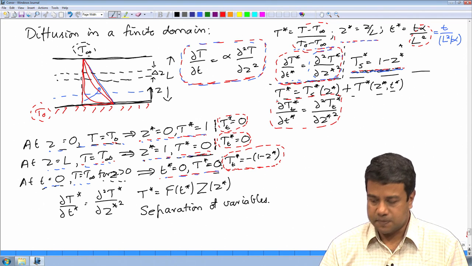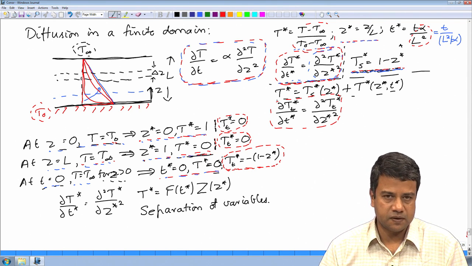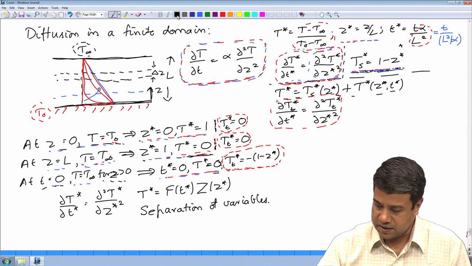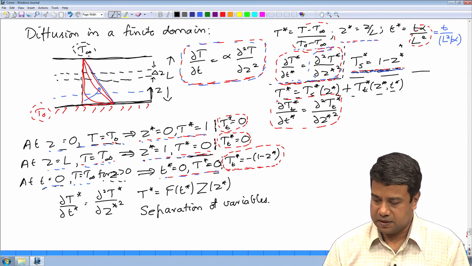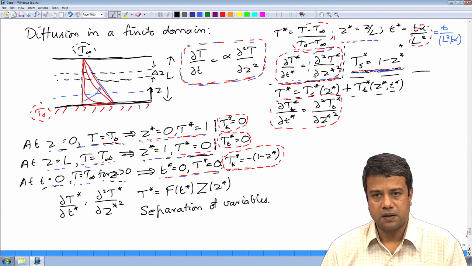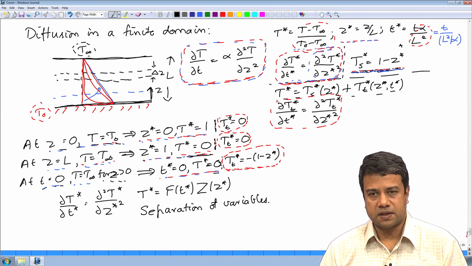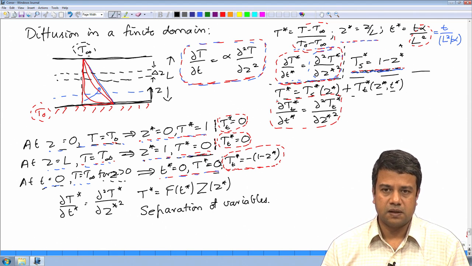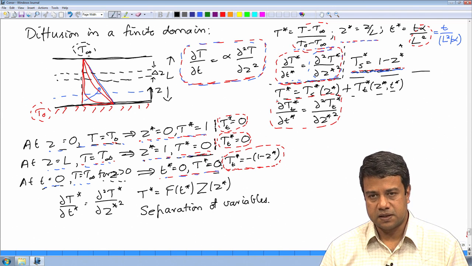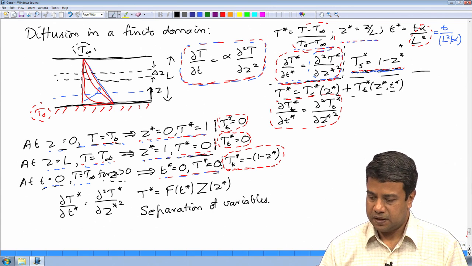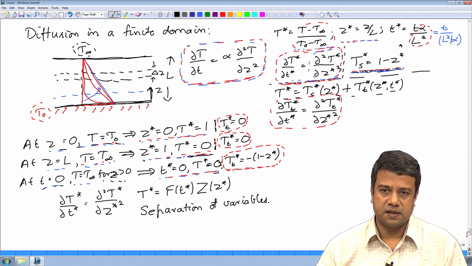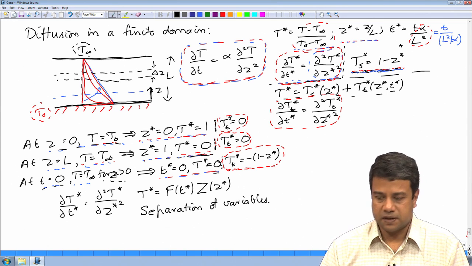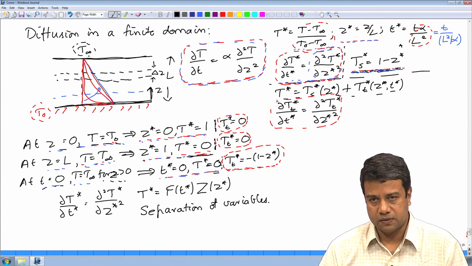Then we had expressed the temperature as the sum of a steady part plus a transient part. You have the balance equation for the total temperature, and you have the balance equation for the steady temperature. Subtract the two, and you get a balance equation for the transient temperature, and that equation has exactly the same form as the equation for the total temperature.